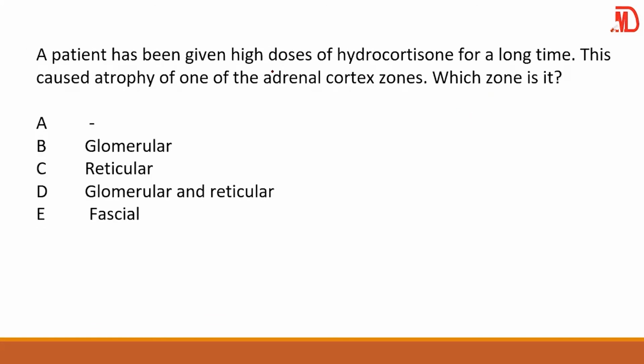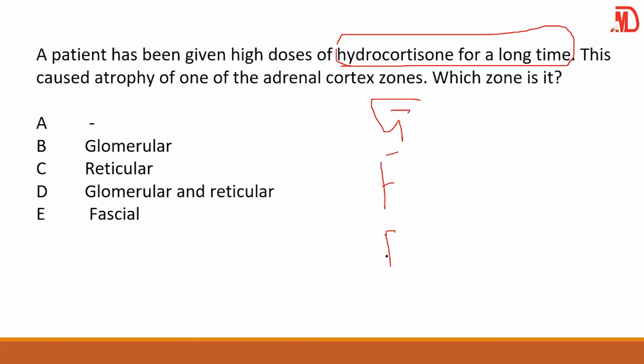A patient has been given a high dose of hydrocortisol for a long time. You know, hydrocortisol simply means cortisone, right? So you ask yourself, what part of the cortex is cortisol being produced? Don't forget they have three layers, G, F, R. So this refers to the cortex of the adrenal gland.